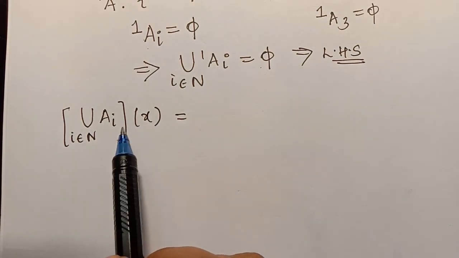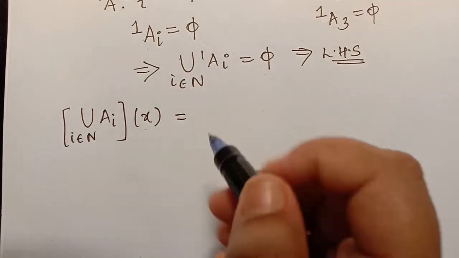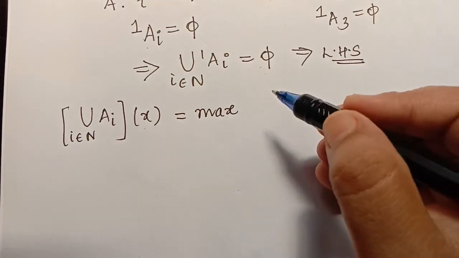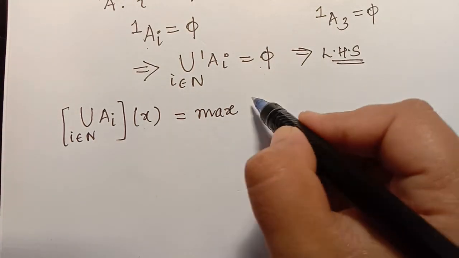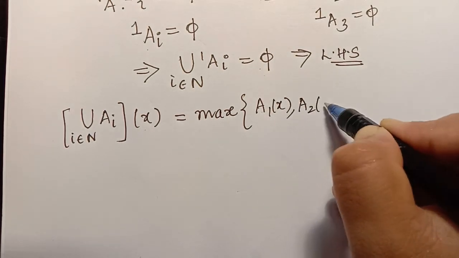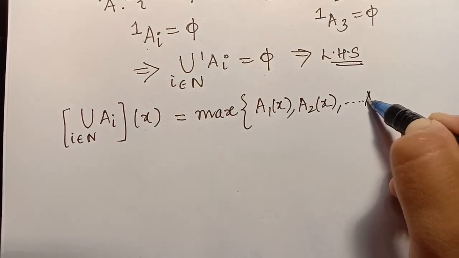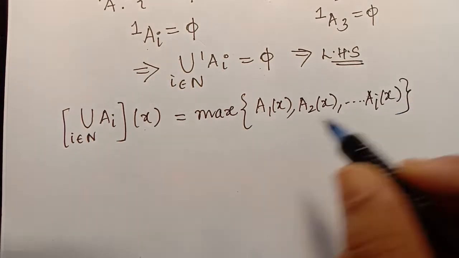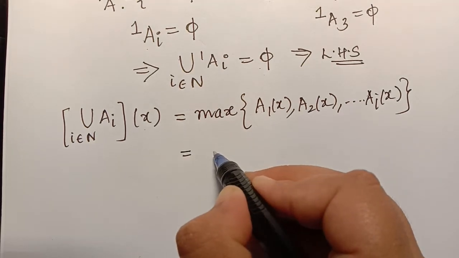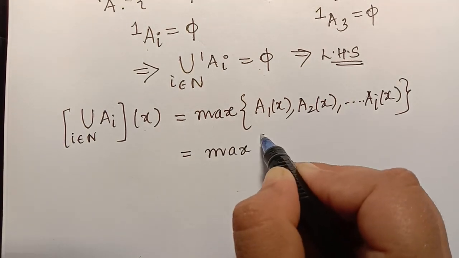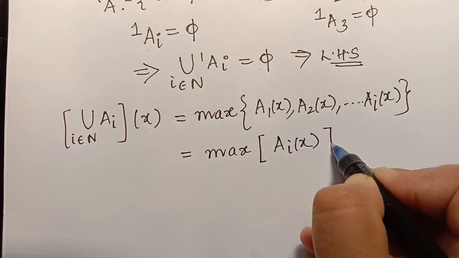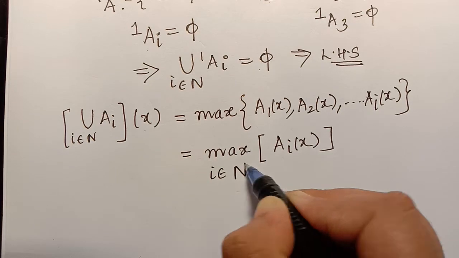now by the definition of the fuzzy union, we know that it is equal to supremum of, that is maximum of, we can also say it as supremum, as we are having many fuzzy sets. So maximum of the fuzzy sets A1 of X, A2 of X, so on, AI of X, some infinite set, because this is by the definition of fuzzy union. And so this can be written in general as maximum of AI of X for I an element of capital N.